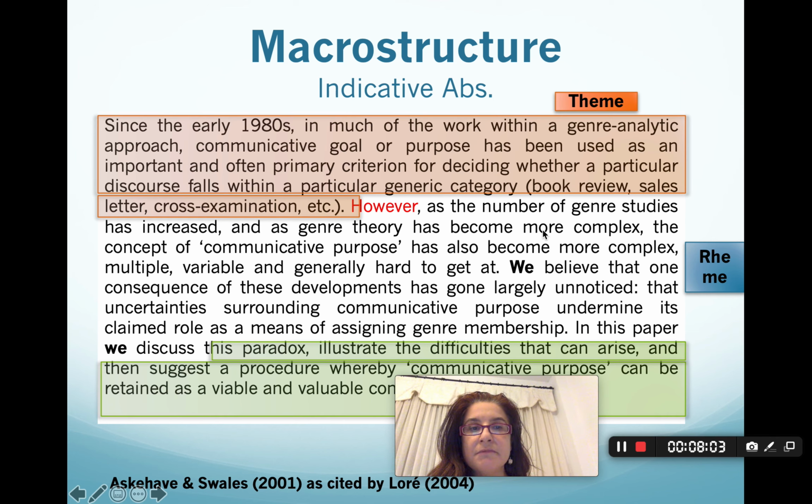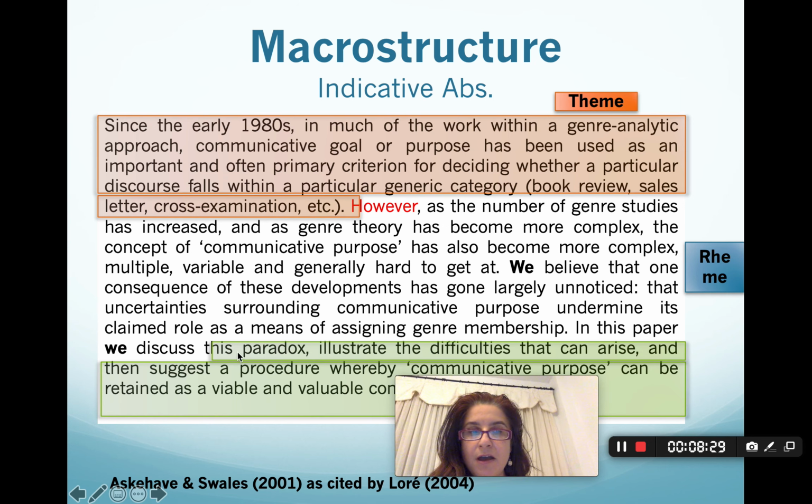and explains another type of theories, the genre theory that is more complex, right? And this communicative purpose has become more complex, right? And then there have been some developments that were largely noticed, etc., etc. So we are talking here about ideas and counter-arguments to the previous topic.